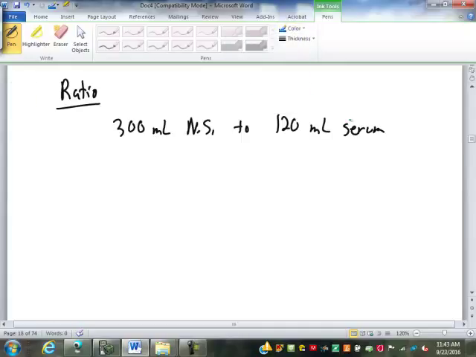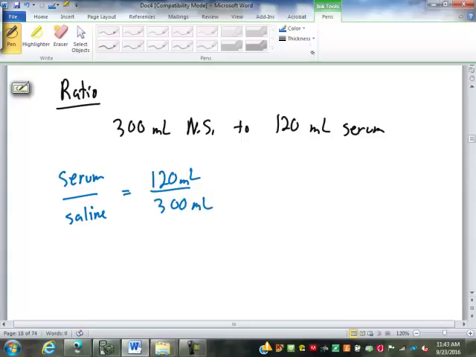So there's actually four ratios that can be created here, but we could have the serum to saline ratio. So that is 120 milliliters over 300 milliliters. Those same units, so the milliliters cancel out. Both 120 and 300 can be reduced by dividing by 60. So 120 divided by 60 is 2. 300 divided by 60 is 5, so 2/5.